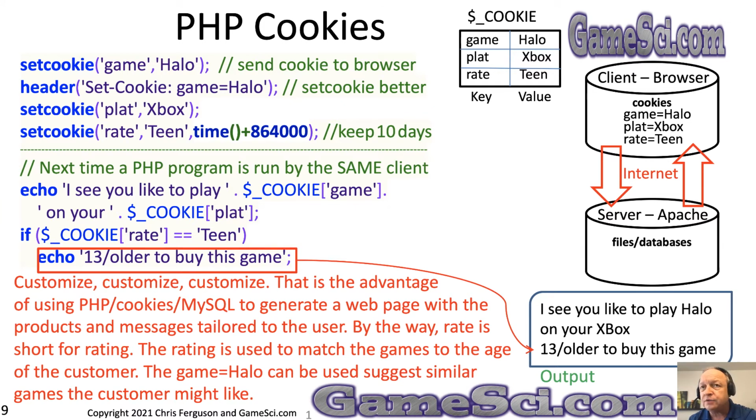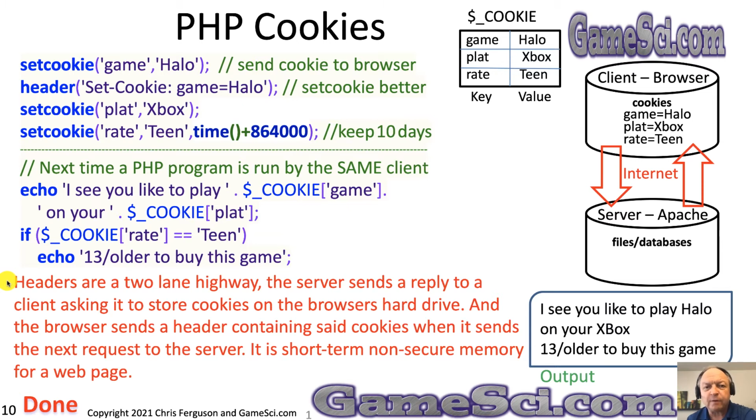The rating is used to match the games to the age of the customer. The game equals Halo is used to suggest similar games the customer might like. It's all about showing the customer what they want. If a person likes first-person shooter games, you want to make sure that you output first-person shooters to them. If a person likes fantasy games, you want to output fantasy games to that customer. That is how you make money on the internet.